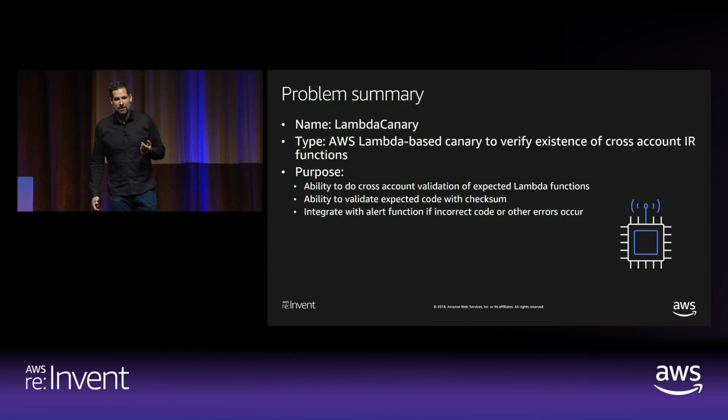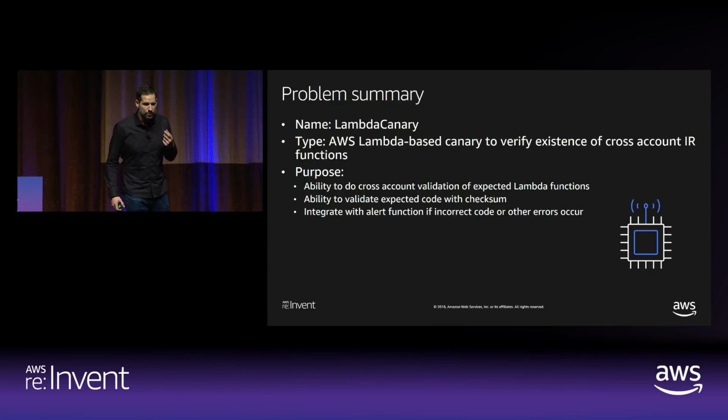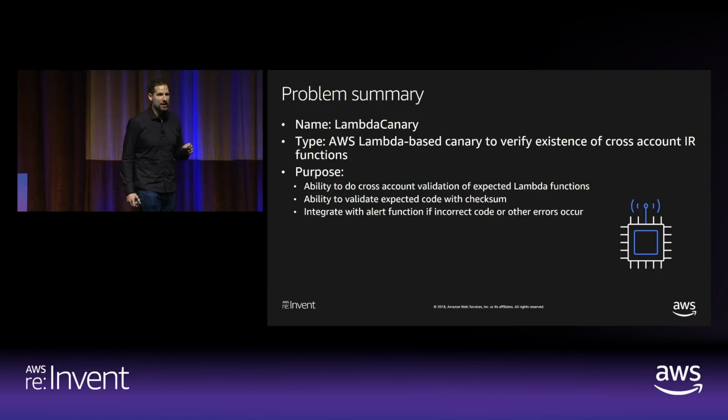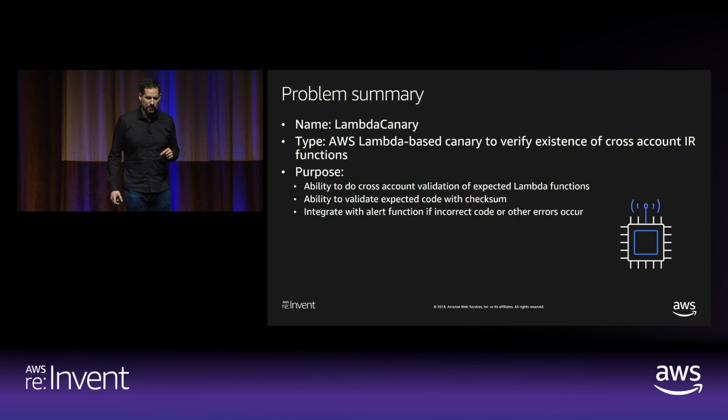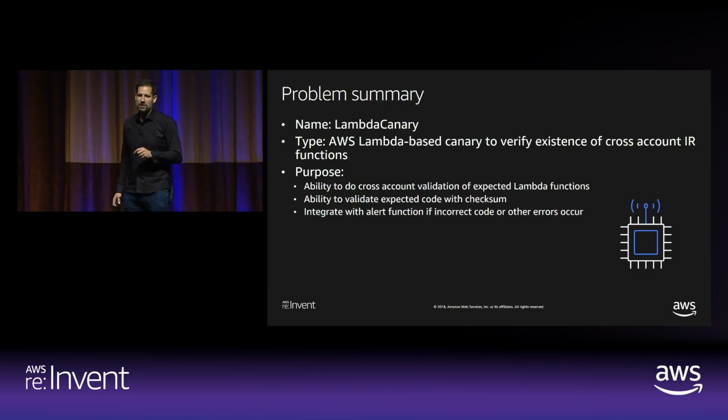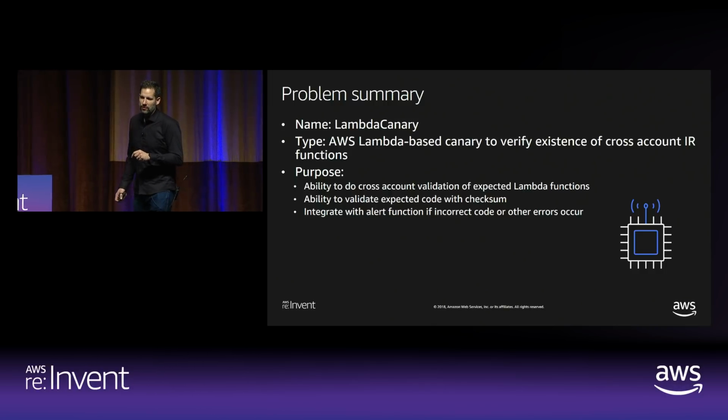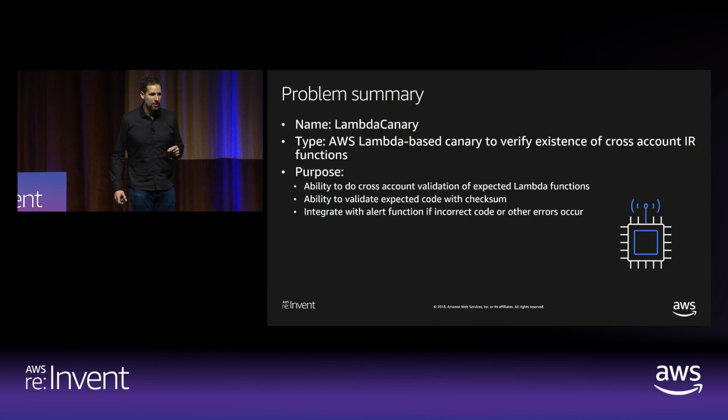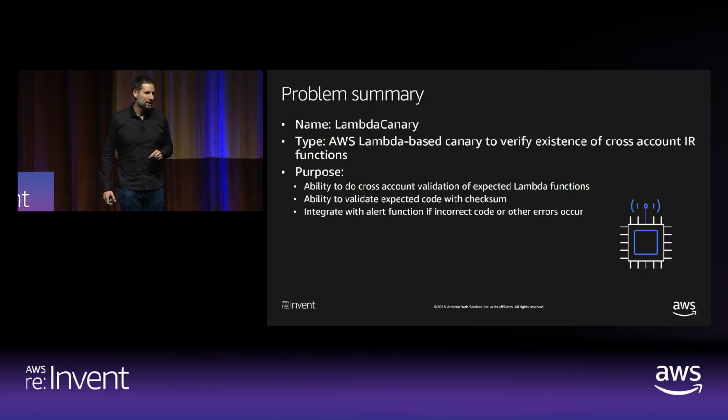It serves a really simple purpose. It's going to do cross-account validation to verify that the Lambda function is there. It will also do a code validation to verify that no one has tampered with the code that is expected to be there. So if you have a Lambda function in a different region, it's going to check that it's actually the one that you uploaded.